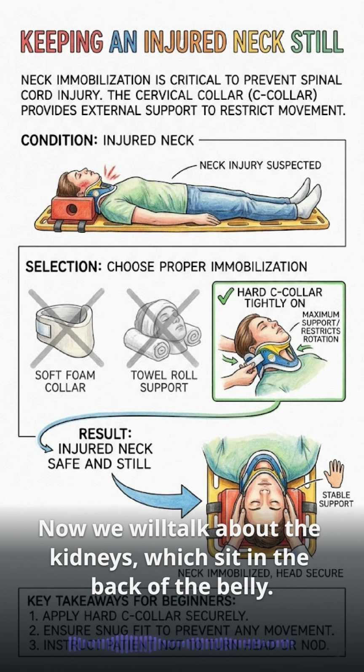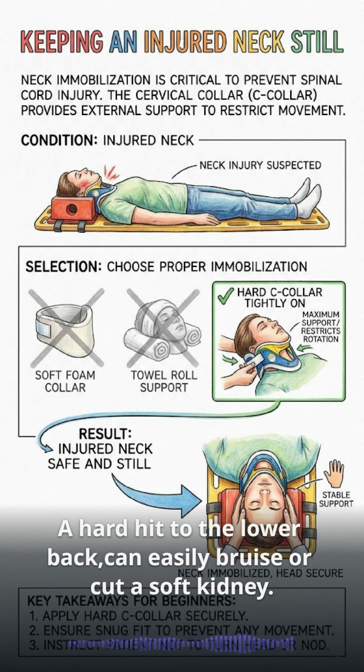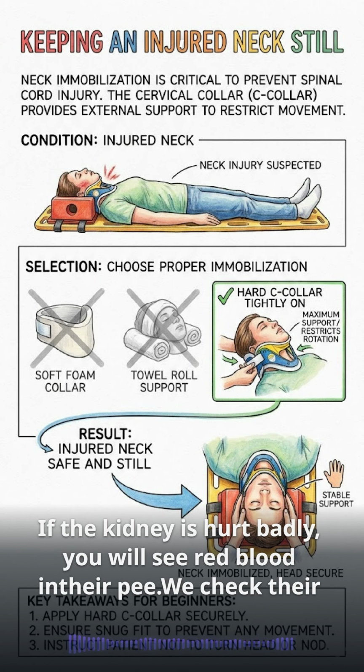Now we will talk about the kidneys, which sit in the back of the belly. A hard hit to the lower back can easily bruise or cut a soft kidney. If the kidney is hurt badly, you will see red blood in their pee. We check their pee color closely to find out if the kidneys are safe.